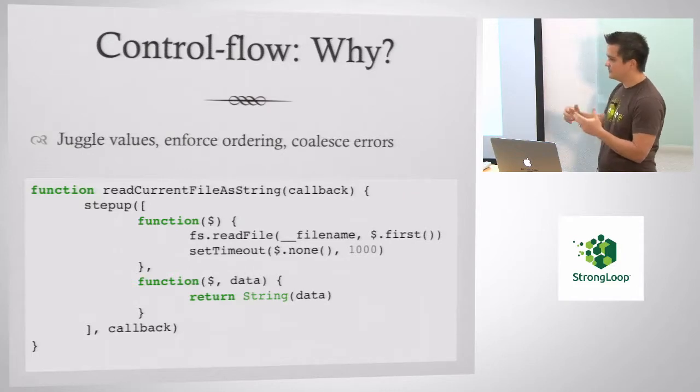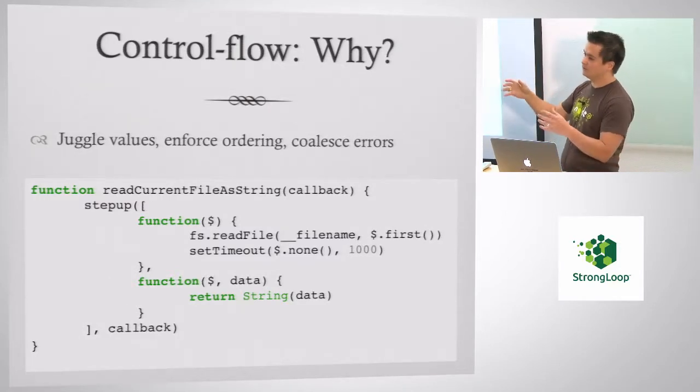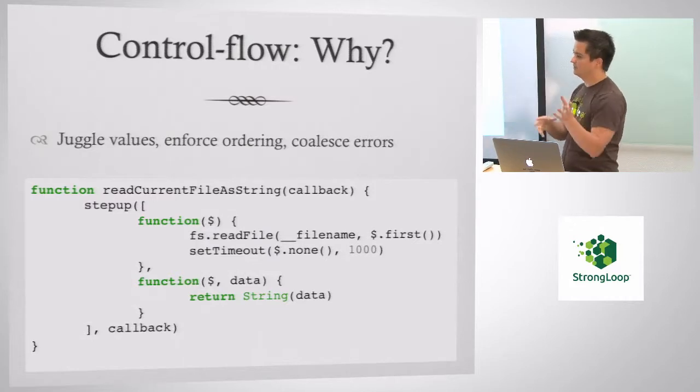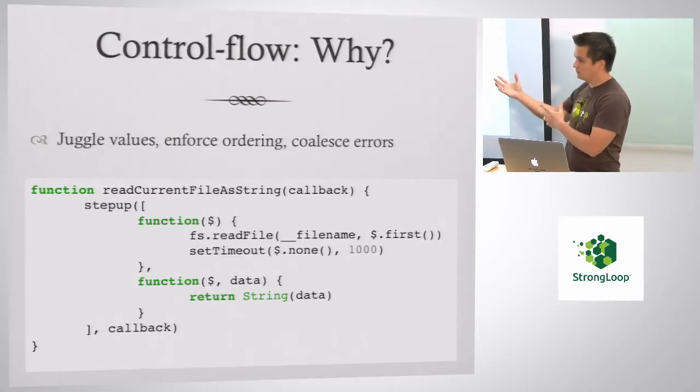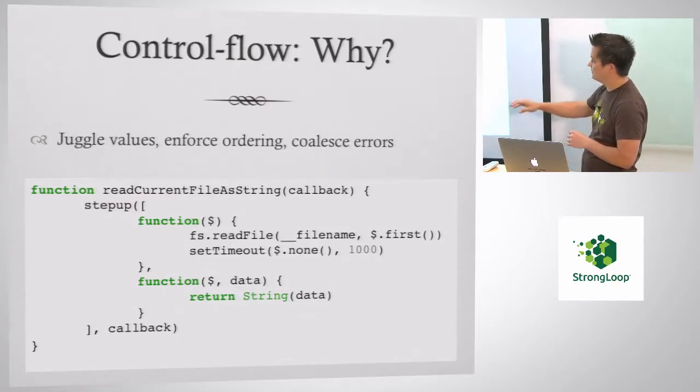So if I have a bunch of asynchrony, whether they're promises or callbacks or async generators or thunks, I could use a control flow library to juggle those values, meaning grab the first value, the second value, or maybe coerce them in some way, or enforce ordering. So in this case, this library right here is a library that I wrote called Step Up.